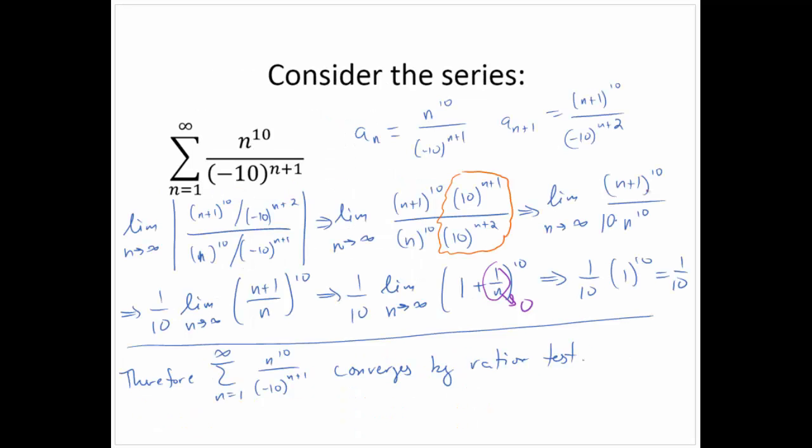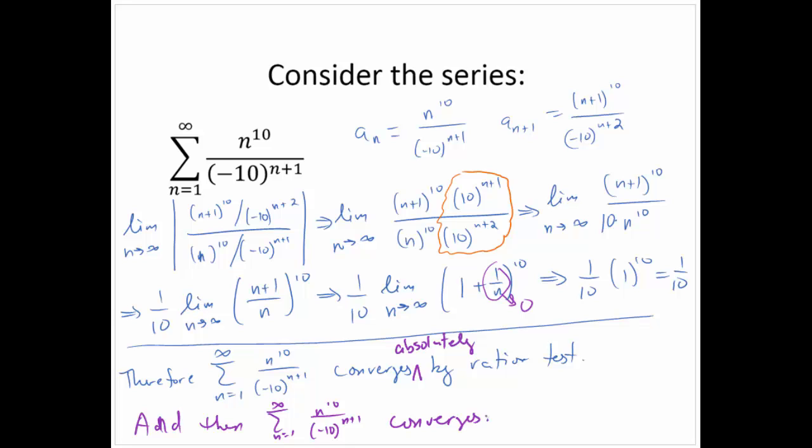So I really wasn't very careful here. I should have said, therefore, the series converges absolutely by the ratio test, and therefore, sigma n equals 1 to infinity of n to the 10th over negative 10 to the n plus 1 converges. We know that it converges absolutely, and so it therefore converges.